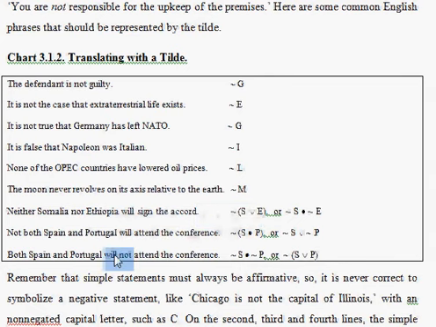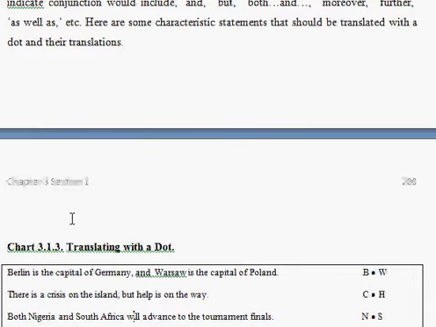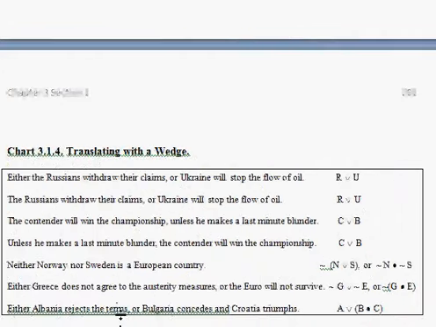Okay? Next one is dot. Dot translates words like and, but, as I mentioned, moreover, also, etc. And here's a case: Albania rejects the truth, and either Bulgaria concedes or Croatia triumphs. The and is the main operator, so we're going to put a dot and then put the either statement in parentheses. I'll give you more examples of this when we get to the homework.